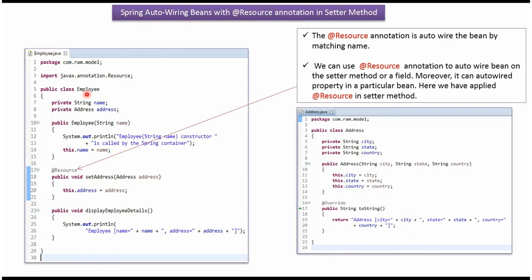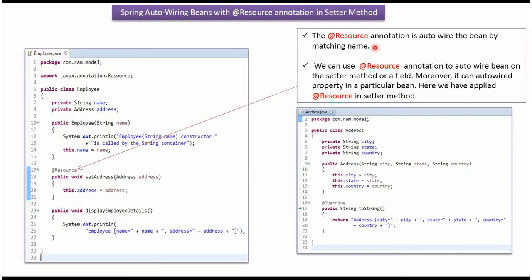Here I have defined the class Employee. It has two properties: name and address. And for the address property, here we have a setter method. And in the setter method of address, I have applied the @Resource annotation. So the Address object will be injected into Employee by the Spring container, and it has an Employee constructor and a display employee details method.